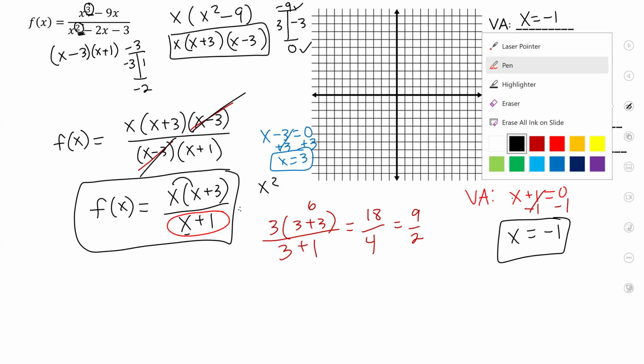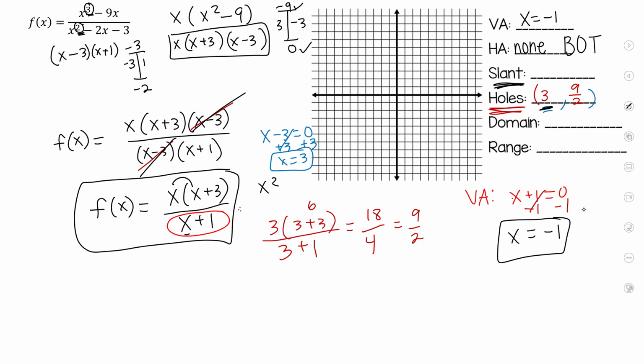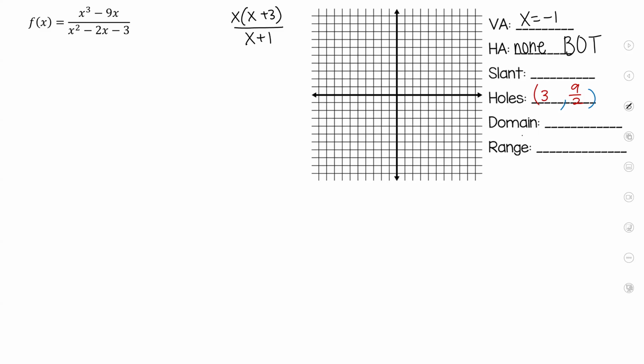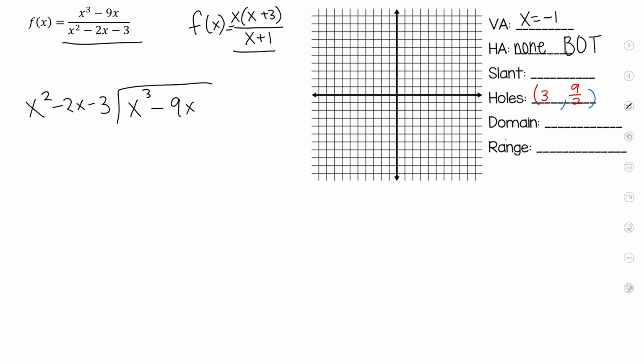So I'm going to erase this. Okay, so we're going to do long division. An excellent question was asked: do we use the simplified equation or do we use the original? It doesn't matter which one you use, okay? I'm just going to stick with the original. So I'm going to do x cubed minus 9x. Okay, so we set it up. And we're going to do long division.